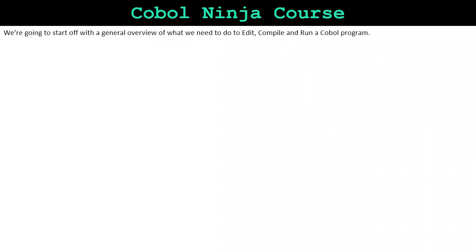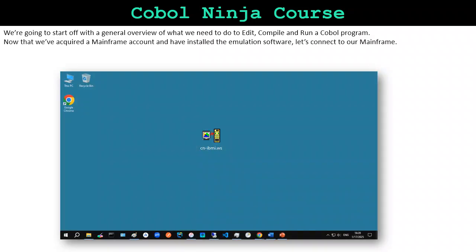We're going to start off with a general overview of what we need to do to edit, compile, and run a COBOL program. Now that we've acquired a mainframe account and have installed the emulation software, let's connect to our mainframe. After double-clicking on the emulation icon, we are presented with the initial z/OS welcome screen.